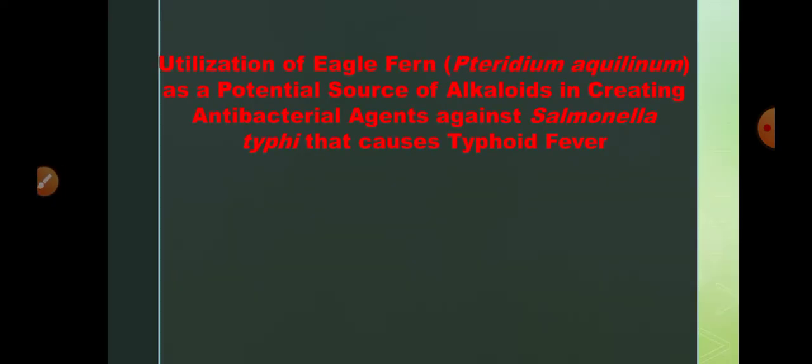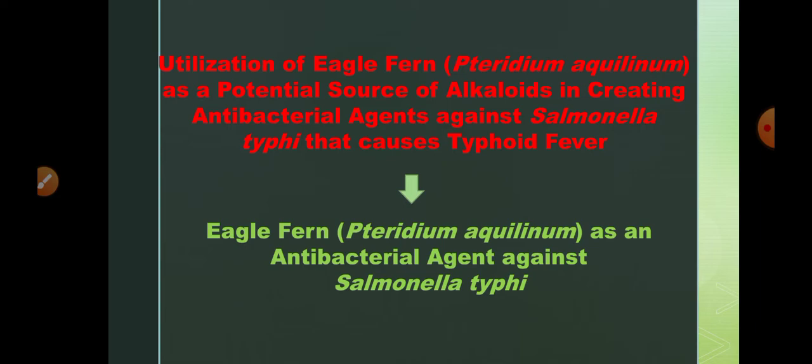So we have here again, the utilization of eagle fern. So we can revise this working title to make it concise. We can remove such unnecessary words. And removing such words will lead us to this new concise title, which is eagle fern as an antibacterial agent against Salmonella typhi. So as you can notice, class, it is much shorter and easier to read.